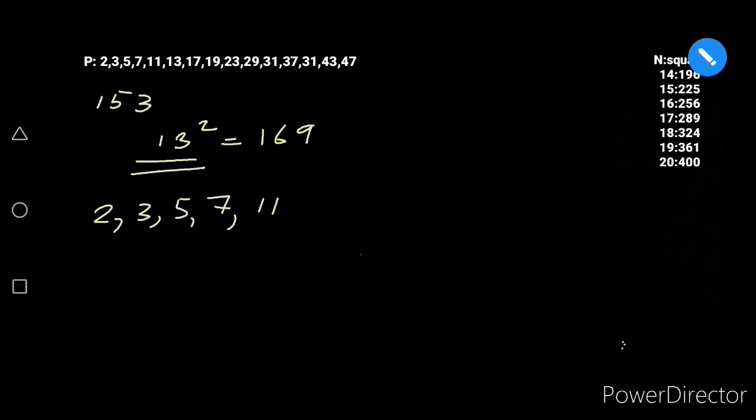Now I can see that 153 is not divisible by 2, but 153 is divisible by 3. So I can say that 153 is not a prime number.